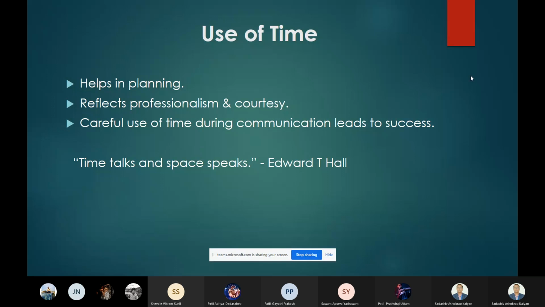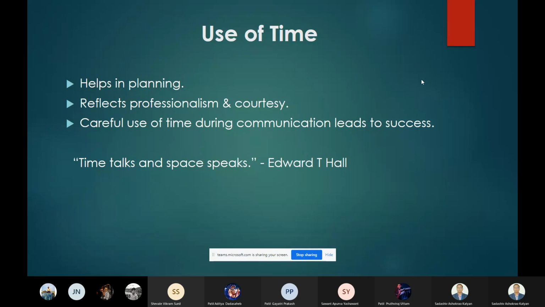We want to take care whenever we use our time, especially in our communication, whenever we communicate with our colleagues and our boss in the future. So we also want to learn the art of using our time in an effective way. Here is one quotation that I would like to present. This quotation is written by Edward T. Hall. He tells us that time talks and space speaks.